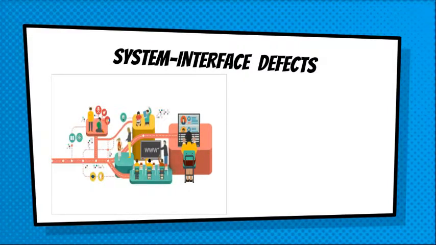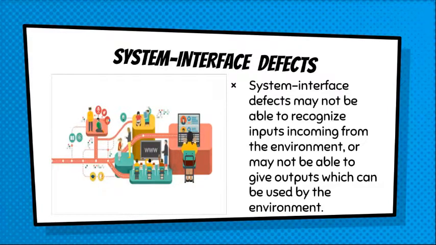The third one is system interface defects. System interface defects may be generated when an application communication with environmental factors is hampered. System may not be able to recognize inputs coming from the environment or may not be able to give outputs which can only be used by the environment.